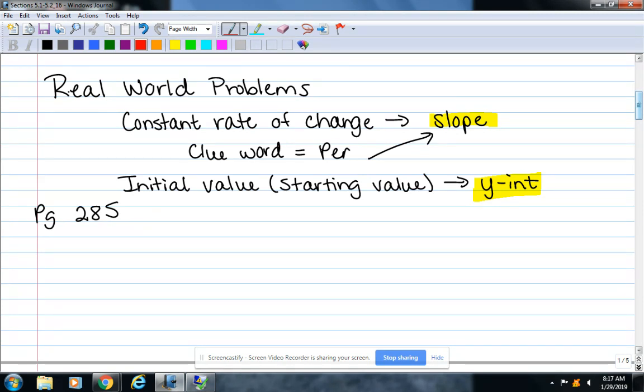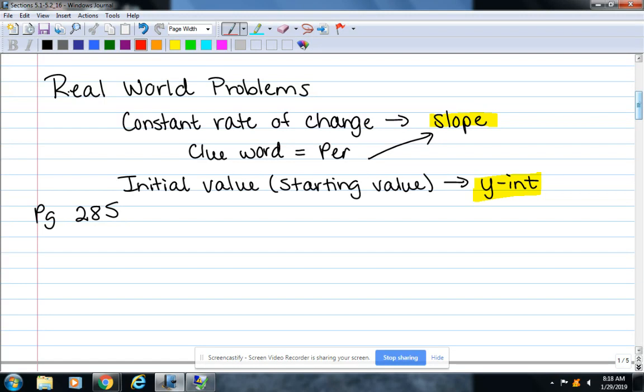Now, if you hear the words initial amount, that means how much you have to start with. Just like our initials are the first letters of our names, right? Initial means the beginning. So that would indicate where you're starting on the y-axis, which is the y-intercept for that graph. Very good. So if they say initial amount or starting amount of something, then that is your y-intercept.